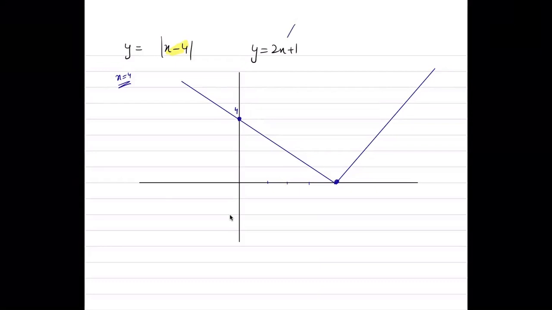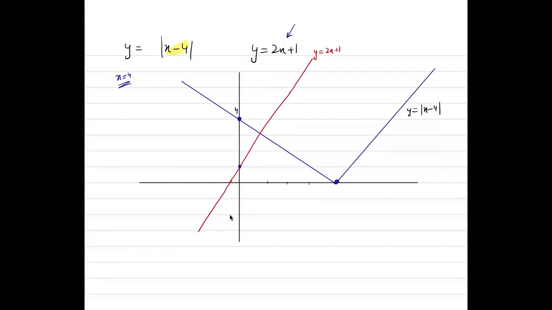Now we have another equation, that is y equals to 2x plus 1. For this equation, what is going to be the x-intercept and the y-intercept? Minus half and 1. Yes, something like this. So the sketch would look something like this. This is the equation y equals to 2x plus 1. That's your y equals to mod of x minus 4.